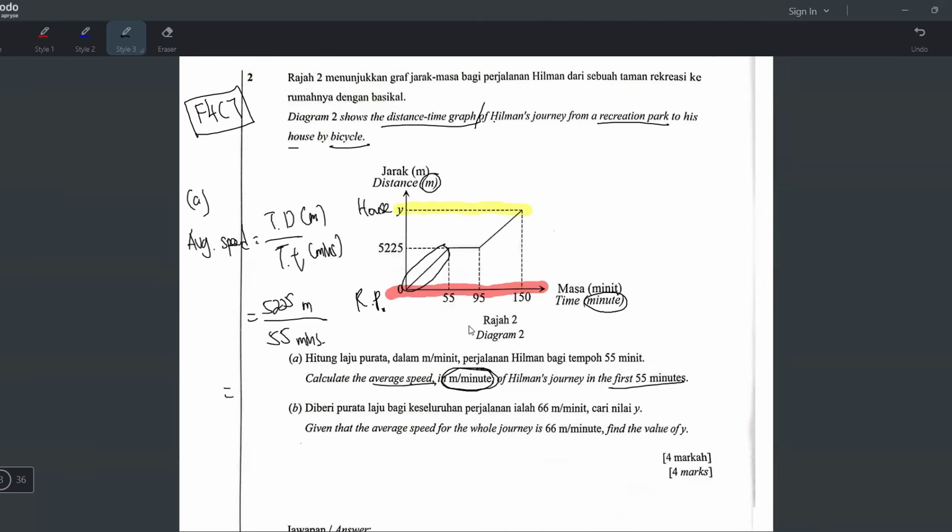Tak payah bahagi 60 or darab 60 dah. So just tekan benda ni, you will get the answer. Alright, let me press the calculator and see what I got here. Alright, my calculator give me 95. So I'm just gonna write 95, and I recommend writing the unit also. So it is meter per minute.